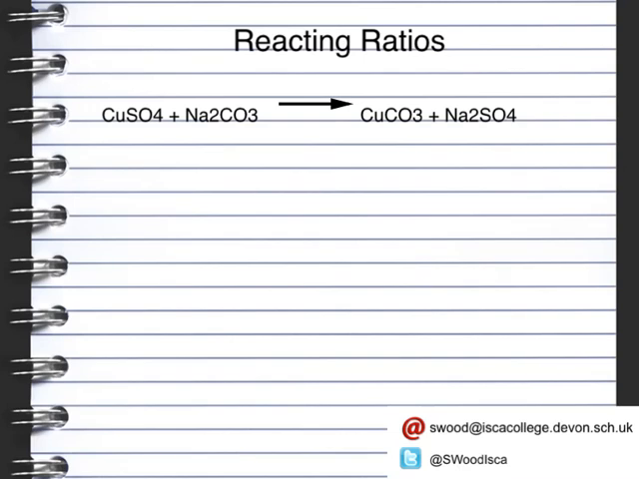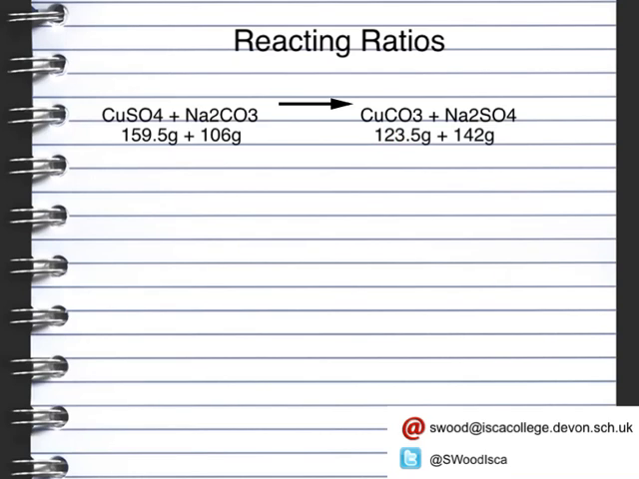Now we're going to have a look at the reacting ratios. Now if we look at this reaction where we have copper sulfate reacting with sodium carbonate to make copper carbonate and sodium sulfate, we can look at the masses involved. These are, now we have 159.5 will react with 106 grams to produce 123.5 and 142 grams. Now these ratios are the same, so whenever you have 159.5 grams of copper sulfate, you're always going to make 123.5 because of that conservation of mass.